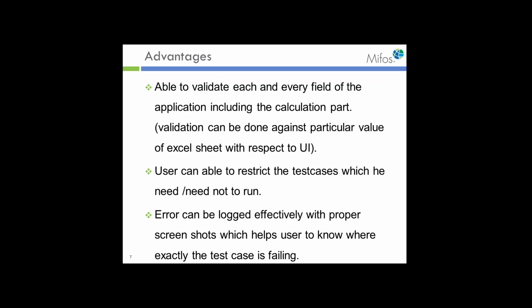So including the calculation, everything is validated against the Excel sheet. With the interest and the repayment schedule table, the interest, principal, and installment amount, everything is validated as per the calculation. We can also restrict the test cases: what test cases we need to run for this release, and what test cases we don't want to run. Those things can be controlled.